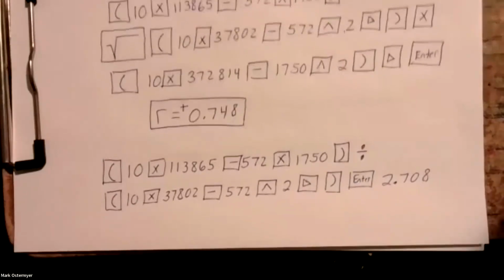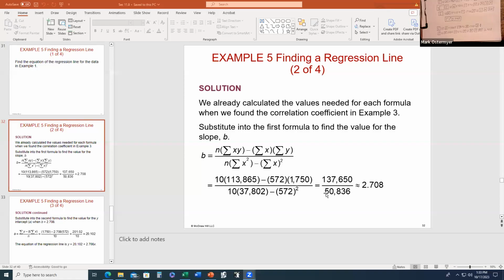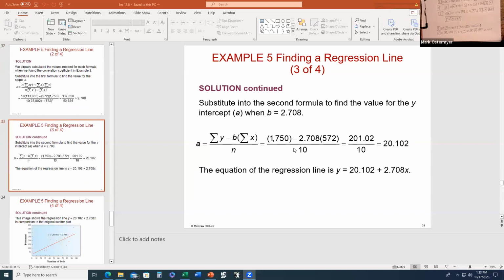Okay, so that's the slope of our linear regression equation, 2.708. Great. Now, ladies and gentlemen, we're going to use that value of B to compute the y-intercept of our linear regression equation. And this is the formula for it. And notice that our value of B, which was the slope we just computed, 2.708, is needed for this formula. That's why you compute the slope first before you compute the y-intercept.